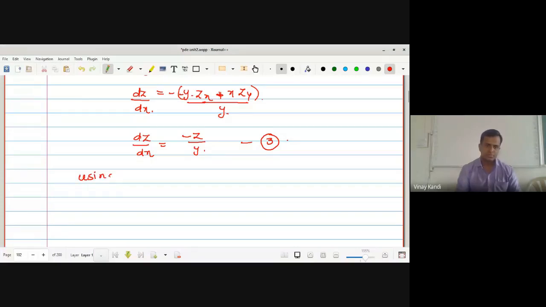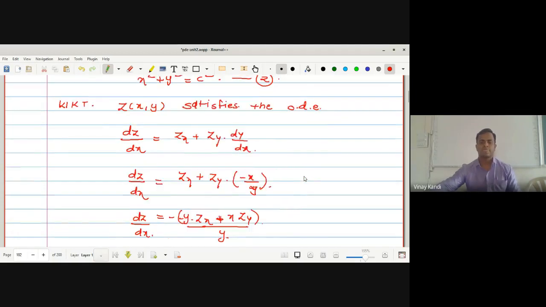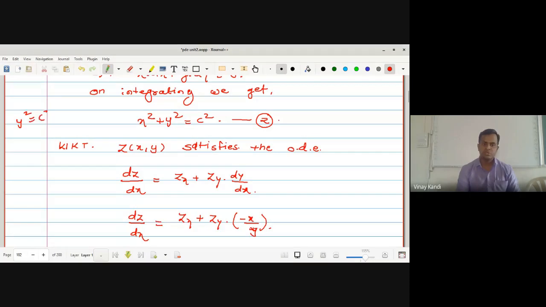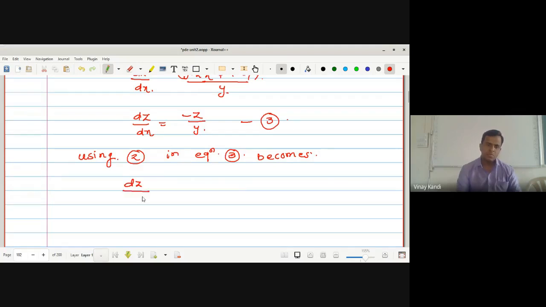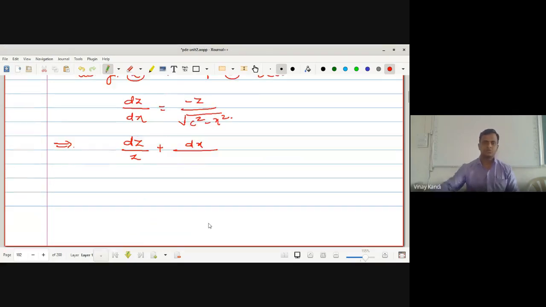Now using equation 2 in equation 3, equation 3 becomes, what is equation number 2? Y square is equal to c square minus x square, so y is equal to the square root of c square minus x square. Now putting the value of y in this equation, we get dz upon dx is equal to minus z upon square root of c square minus x square. That implies dz upon z plus dx upon square root of c square minus x square is equal to 0.